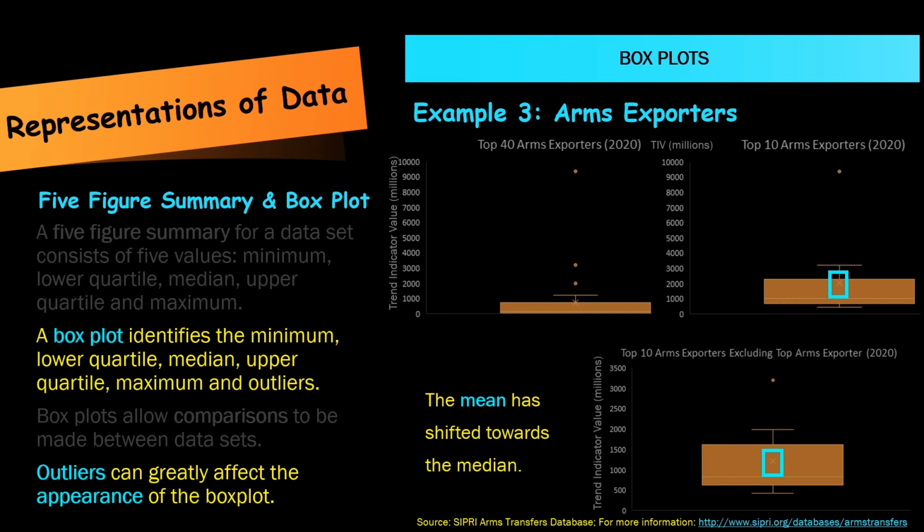Furthermore, the mean has shifted towards the median. From this example, you should hopefully be able to appreciate how outliers affect not only the appearance of the box plot, but also the values on the y-axis and the values of the summary statistics, and in particular of the mean.